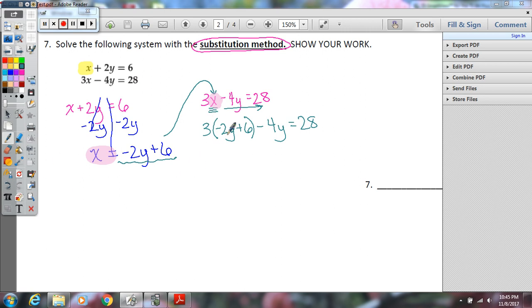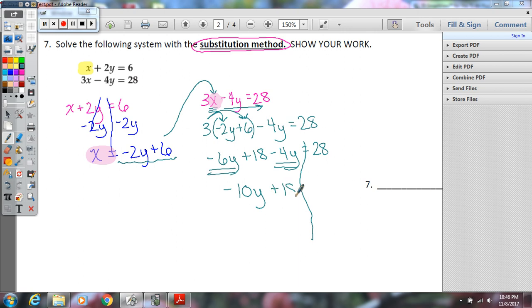Okay, so from here, we're just going to plug and chug, but we've already plugged it in. So now we're just going to chug until we solve for y. Distribute the 3. It's negative 6y. Keep distributing the 3. 3 times 6 is going to be an 18. Bring down your minus 4y. Bring down equals 28. Now, on the left-hand side, we've got negative 6y minus 4y. Guys, those are like terms. If you type in negative 6 minus 4, that's going to get you a negative 10y. Then you're going to bring down plus 18 is equal to 28.